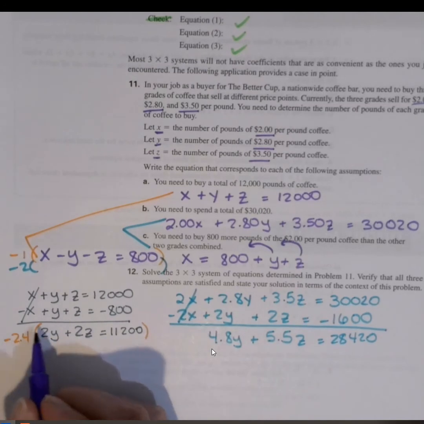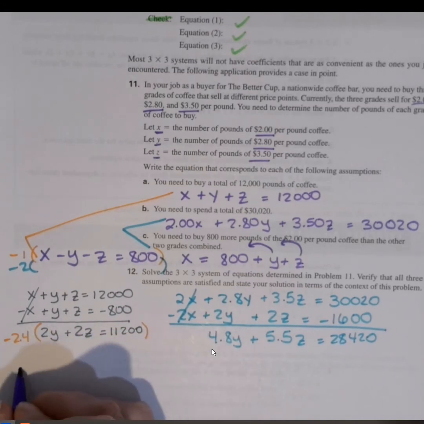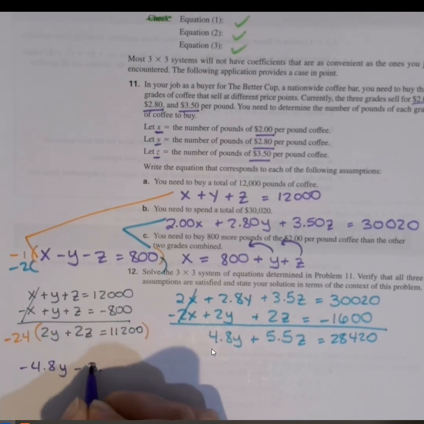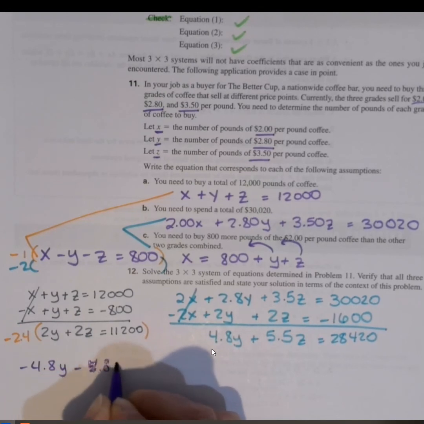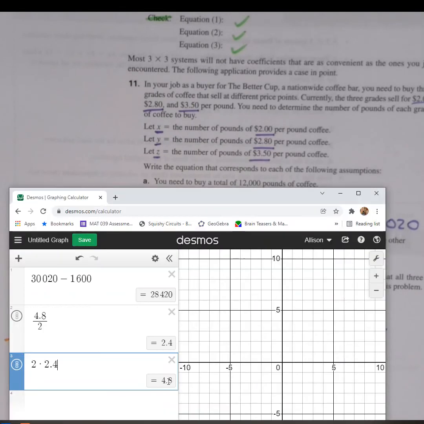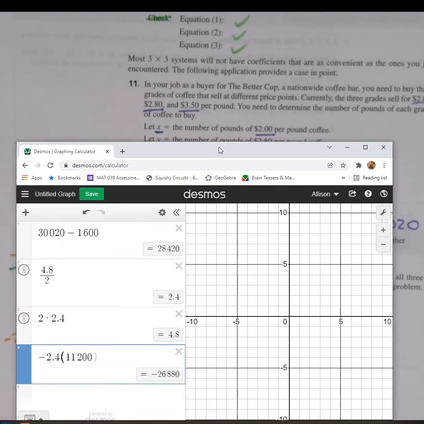Negative 2.4 times 2, that's negative 4.8y. Negative 2.4 times 2, that's also negative 4.8z, equals, I will have some assistance for this, negative 2.4 times 11,200 equals negative 26,880.